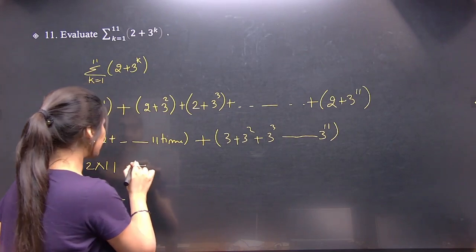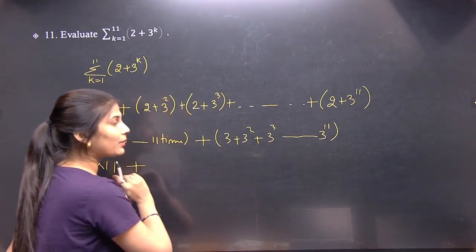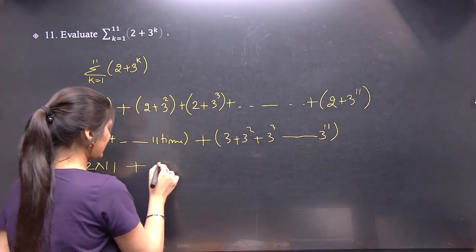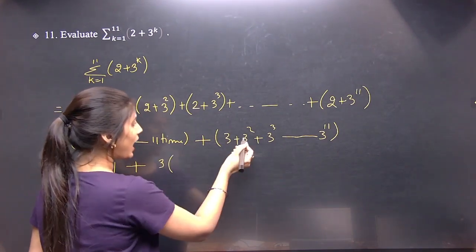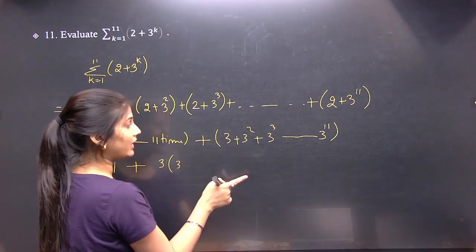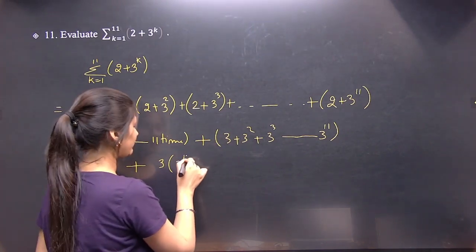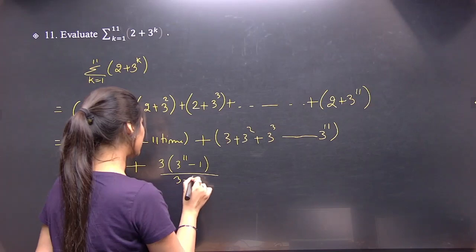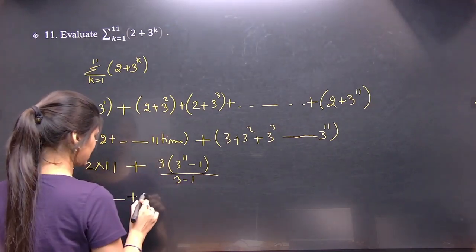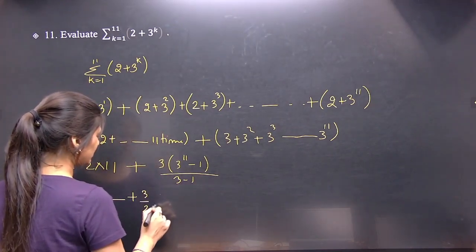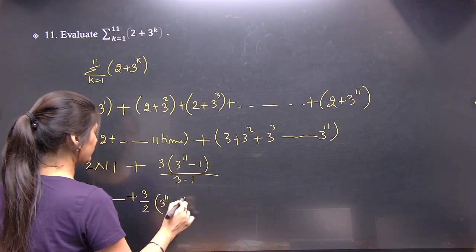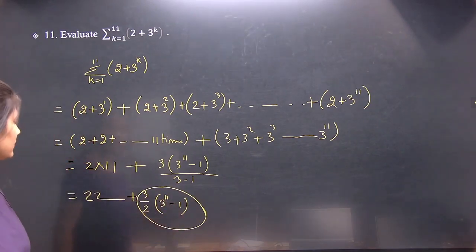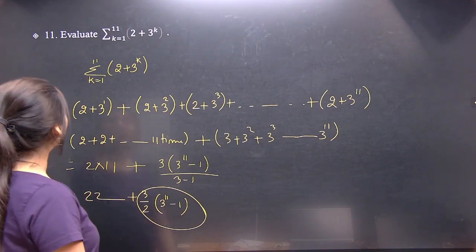So what is it? It is a GP. So we will apply the formula of sum of n terms in a GP. So A is 3, R is 3, and what is n here? 11. We have 11 terms. A(R^n minus 1) by R minus 1. So it is 3 by 2 into (3 to the power 11 minus 1). You have to solve this, and then add it with the 22. That will give you the answer.